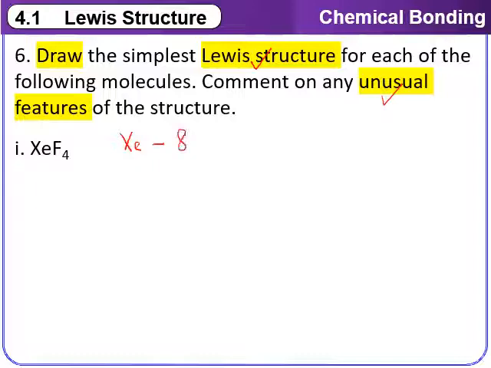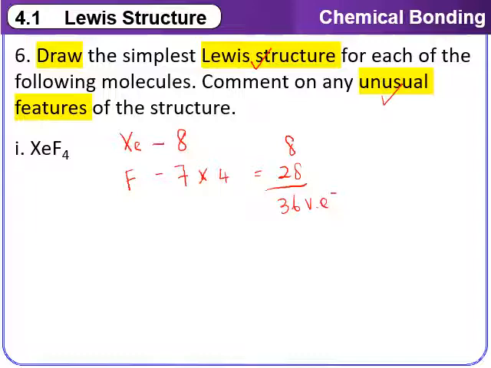Xenon has 8 valence electrons. Fluorine has 7 valence electrons, but altogether, based on the formula, we have 4 fluorine. So 7 times 4 is 28. Xenon 8 electrons. Total is 36 valence electrons. So if you are still not familiar with the number of valence electrons, it is always better to have a periodic table with you.